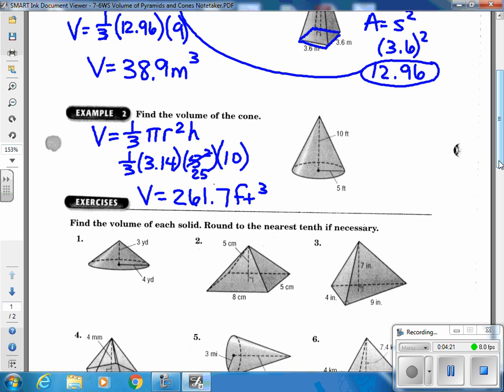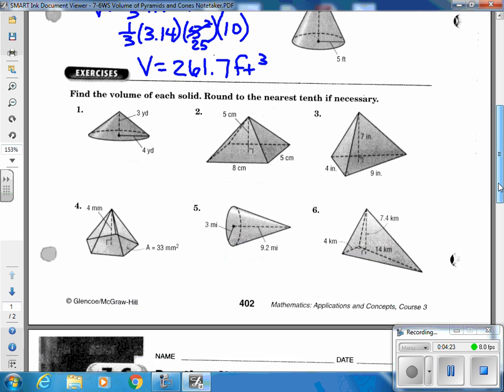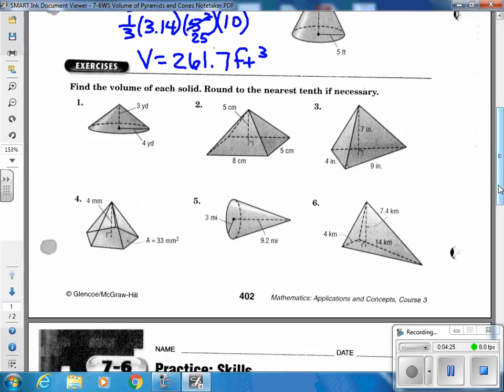All right, so down here at the bottom, you've got a wide variety of cones and pyramids. There are some rectangular pyramids and some triangular pyramids and some pentagonal pyramids. And then you've got the cones. Some are sitting on their bottom and some are laying down on their side. Regardless of how they're laying, you're still using the same formulas. So let's go ahead and do all the cones first. That would be numbers 1 and 5, because their formula is pretty much the most basic.